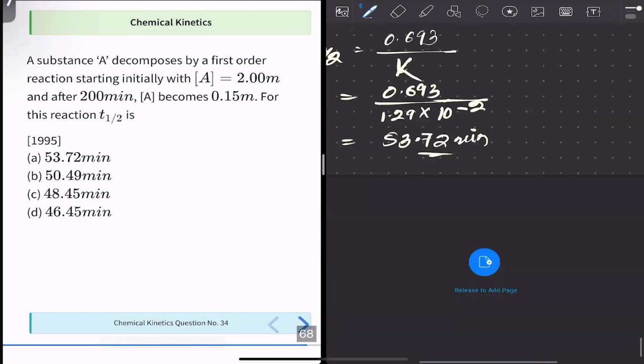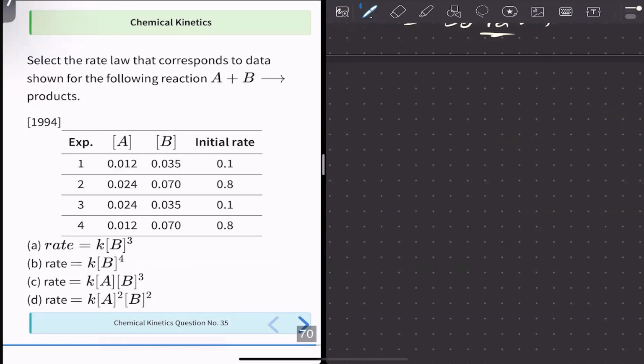So let's move on to the last question of this series. Select the rate law that corresponds to the data shown for the following reaction: A plus B gives rise to products. So let's analyze the reaction. Experiment 1, in which the concentration of A is 0.012, B is 0.035, and initial rate was 0.1.